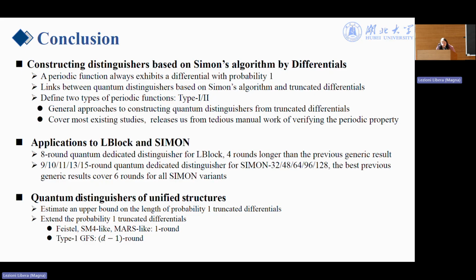We construct a probability 1 truncated differential. We consider 2 cases. The first case can cover the Feistel, SM4-like and Mars-like, and the second case can cover the type 1 generalized Feistel structure. We can extend it D minus 1 rounds. That's all. Thank you.